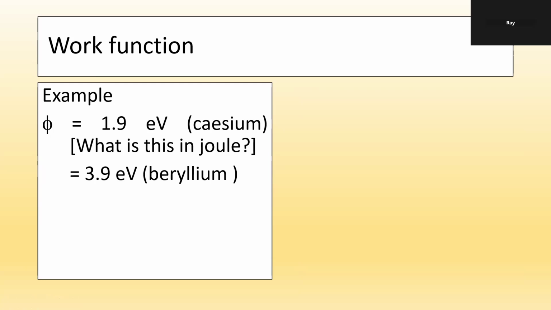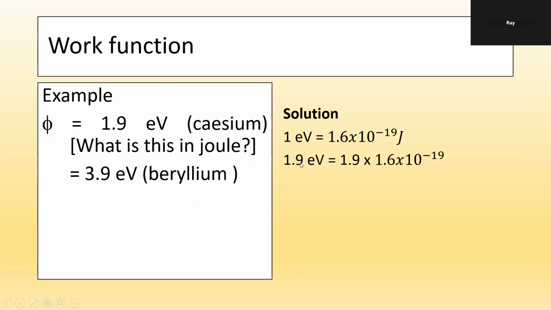1.9 electron volt, convert it to joule. 3.04. This one you need to memorize. 1.9 times 1.6 times 10 to the power minus 19, that is 3.0 times 10 to the power minus 19 joule. Make sure you know how to convert from electron volt. Yeah, I said 3.04.